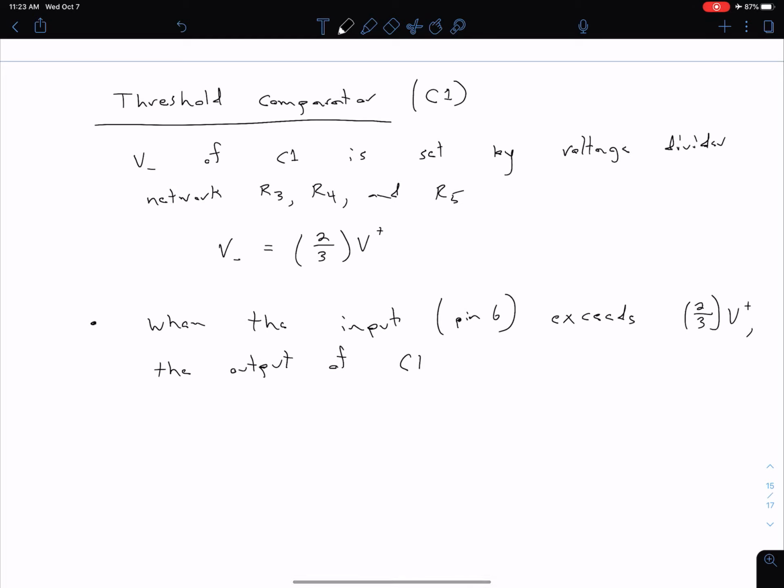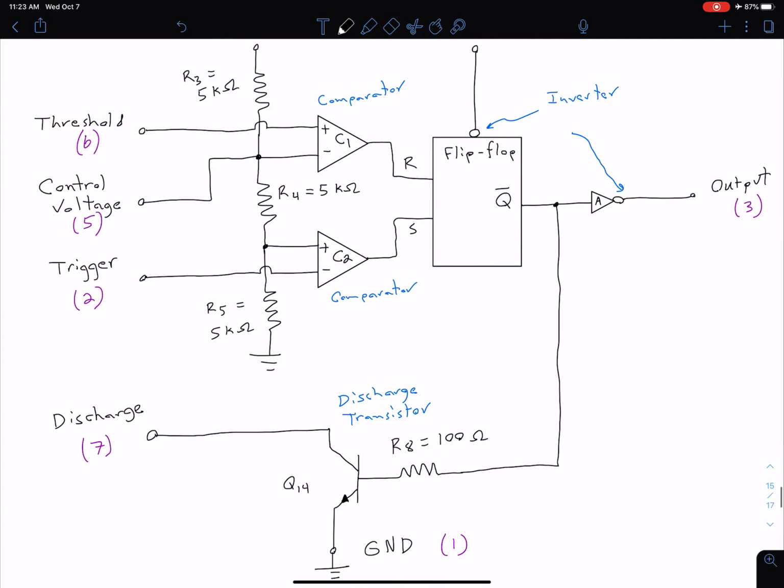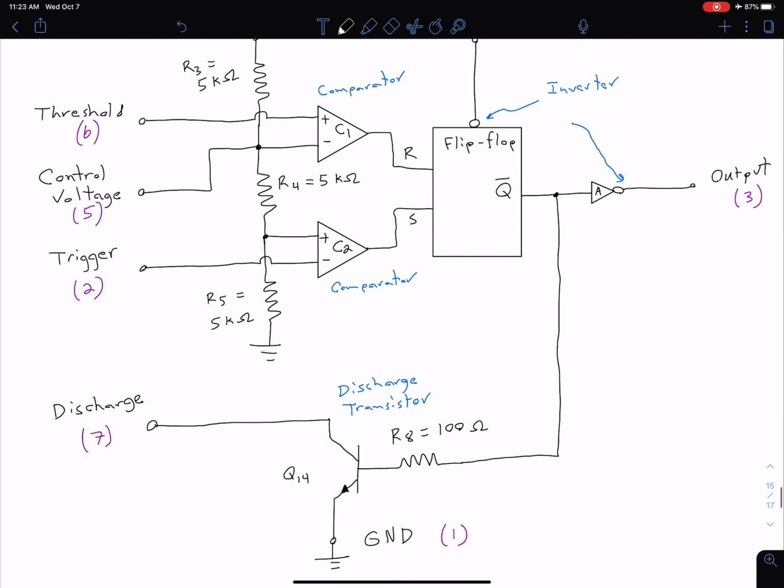So the output of C1 goes high. And so that's just sort of our basic comparator operation. If you have questions about that, definitely let me know and we can review. And so what that means then is we can see the output of C1 is our R. So right here we see our output of C1 is R.